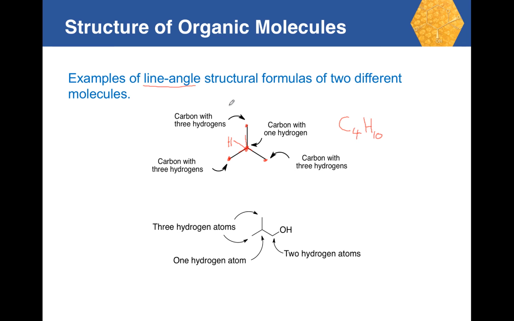Let's look at this alcohol. So again, CH3, CH3, H, one hydrogen because there are 3 bonds right here to that carbon. Here's a CH2. I should point out that in the line angle, if there's a heteroatom, as shown here, we put the hydrogen in. But if it's just a hydrocarbon, we do not put the hydrogen in.